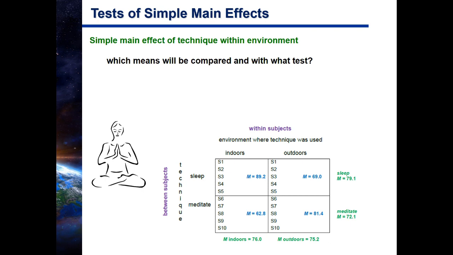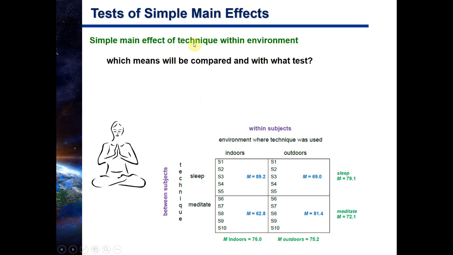You can either go across and look at means within the rows, so this would be one test here, and this would be a second here. So you're going across, which means within the different rows. Or you can go down and look at these two means in this column, and then these two means in that column. All right, so let's start by looking at the simple main effect of technique within environment.